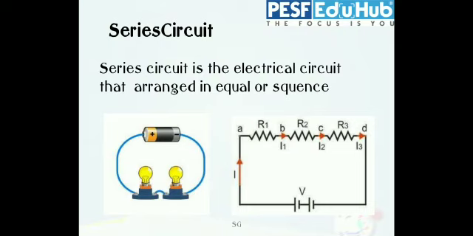Is it clear? In the figure I can mark them as I1, I2, I3. There are three currents, but we already know the currents I1, I2 and I3 are equal because there is only a single way.